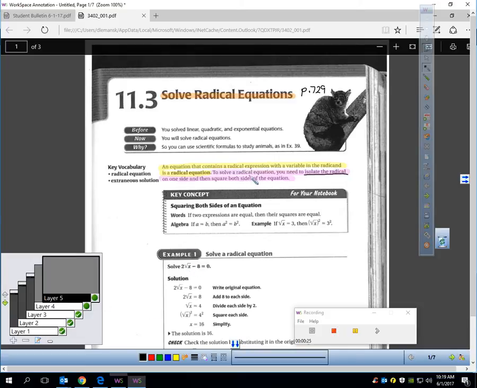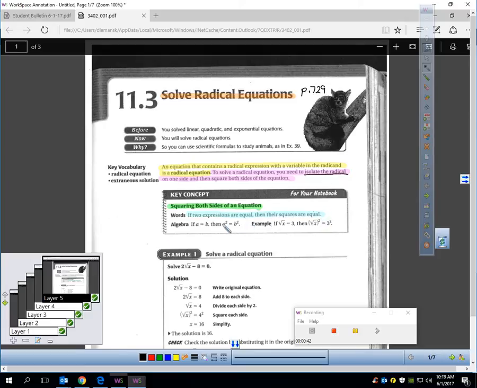To solve a radical equation, you need to isolate the radical on one side and then square both sides of the equation. Squaring both sides of an equation is a legal step, is what this key concept is telling you. If two expressions are equal, then their squares are equal.